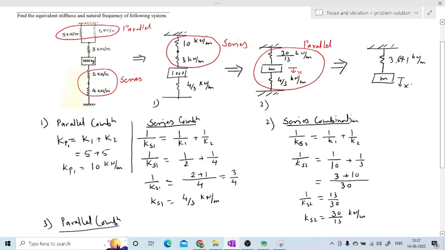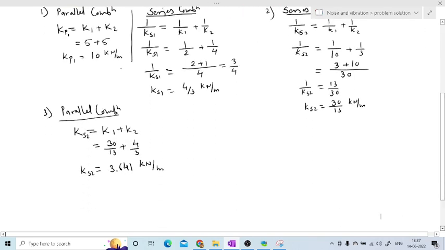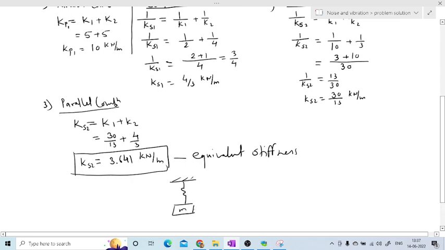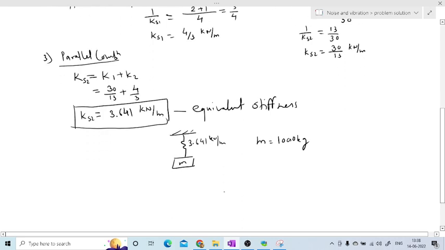So suppose this displacement is x, then in the problem they have asked to determine the natural frequency. So we'll determine the natural frequency. They have also asked for the equivalent stiffness. So our answer number one is this one, that is the total equivalent stiffness. This is the equivalent stiffness of our system. And finally, our system is reduced to a single spring and mass, where the mass is 1000 kg and the spring stiffness is 3.641 kilonewton per meter.